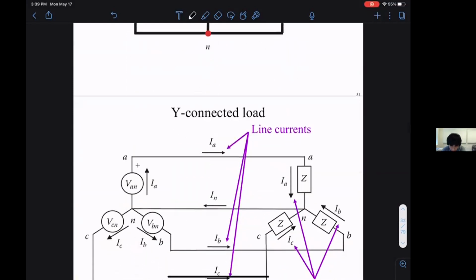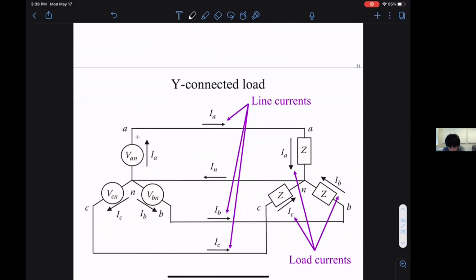So you can pretend that you have a Y-connected generator, and then you have the load, a Y-connected load. Each generator corresponds to a load, and each of the loads is getting some current. So any questions about this connection?